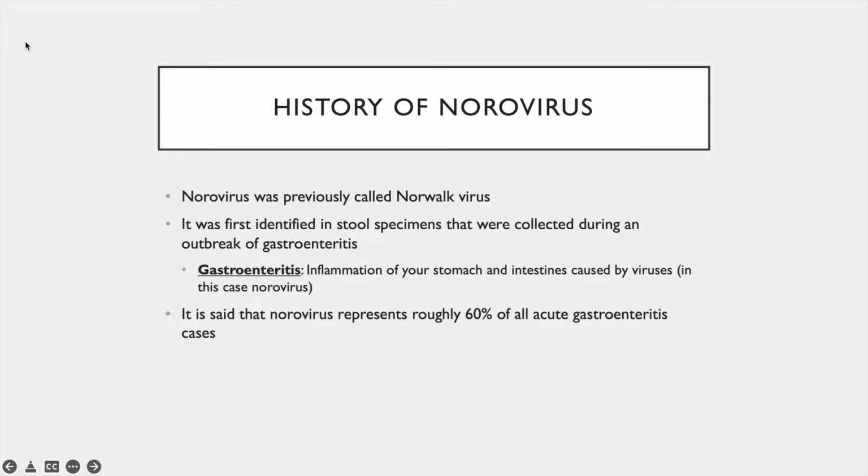So just a little bit of background about norovirus. When it was first identified, it was actually called the Norwalk virus. It was seen in stool specimens that were collected during an outbreak of gastroenteritis, which is basically an inflammation of your stomach and intestines caused by viruses. And in this case, it was discovered to be norovirus. Norovirus is said to be roughly 60% of all gastroenteritis cases.